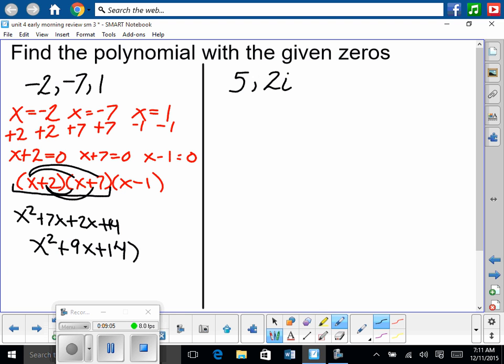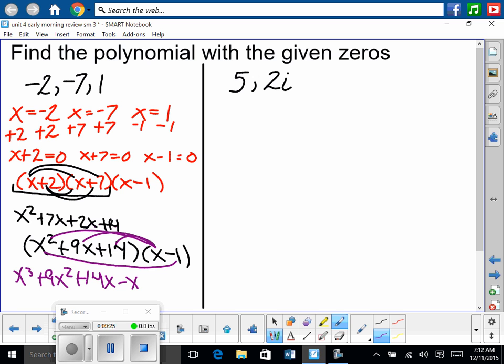Then you'll put parentheses around that, multiplying that by x minus 1. So distribute very carefully here. x cubed plus 9x squared, and then plus 14x. And then I'm going to distribute -1, so negative x squared, negative 9x, and minus 14.